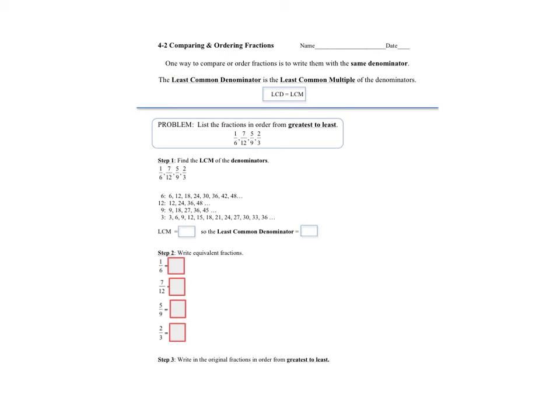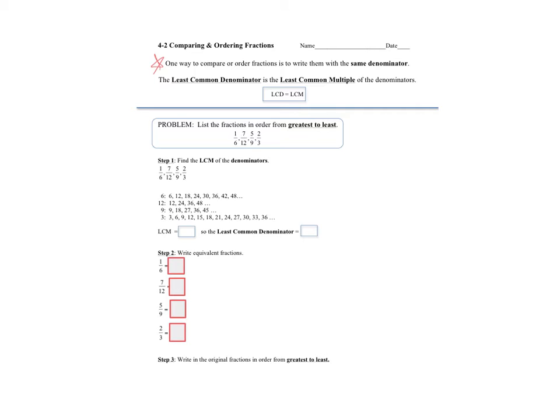Here's something really huge. You might even want to jot this down in your notebook. It doesn't have to be word for word, but one way to compare or to order fractions is to write them with the same denominator. We need our fractions to have the same denominator before we can make a decision about them. If our fractions have the same denominators, it'll be so much easier for us to decide what the smallest fraction is and what the larger fraction is.